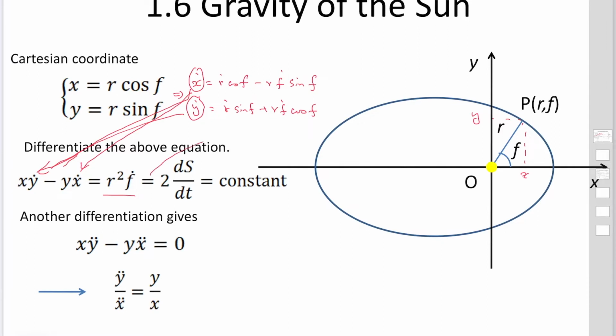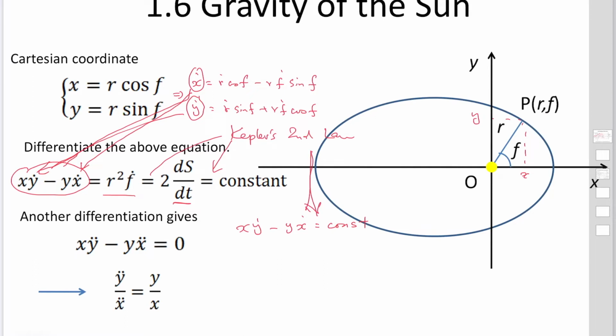If you remember Kepler's second law, it says r squared φ dot is equal to 2 times dS/dt. This is constant. So if you consider this really weird quantity, x y dot minus y x dot, it becomes constant, using Kepler's second law.